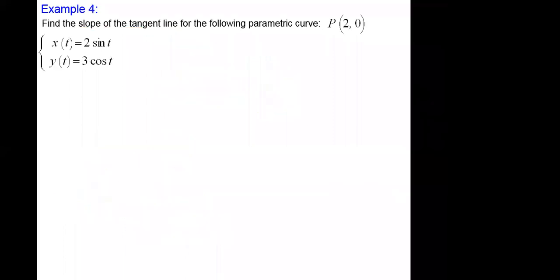We will skip this one maybe, because I still want to show you the second derivative. You can try this one, it's just the same way that I did. Okay, second derivative.